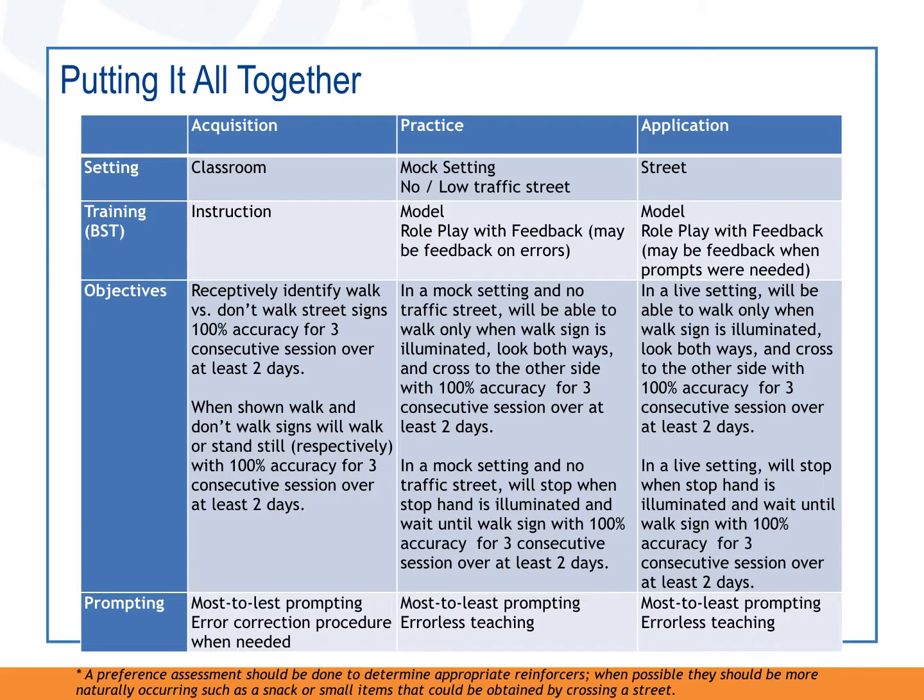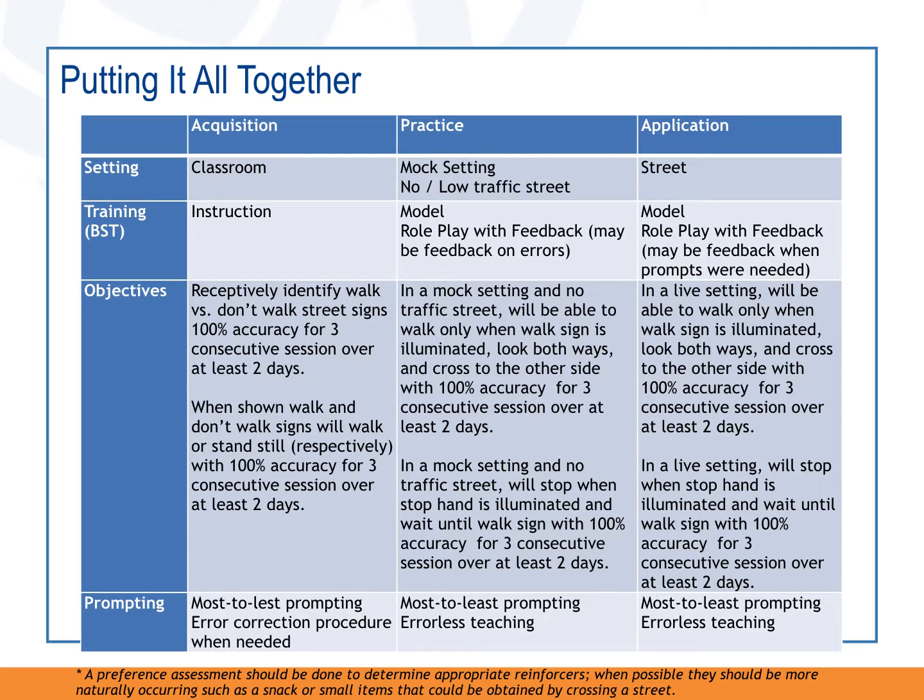So within the application, that's when now they've shown they can do this 100%. Then we're going out to the street, still having that one-on-one person there initially, still doing the full, kind of work them through the full prompt hierarchy, modeling, role play with feedback, and the feedback in this section is much more focused on if they needed prompts, reminding them of that. So really, it's crucial at this application stage to not let them err 100% of the time. Get in there, prompt, and then provide feedback on whenever you did have to prompt.